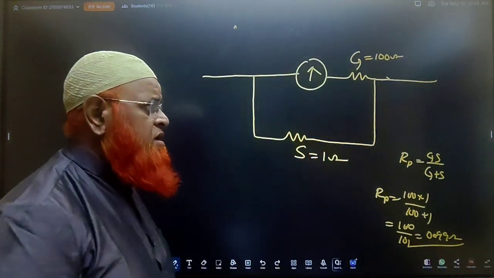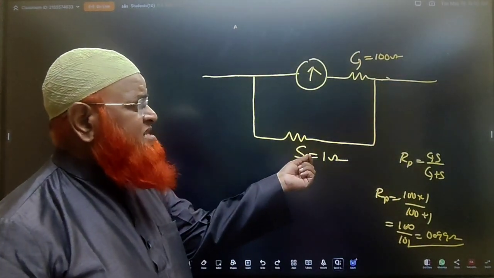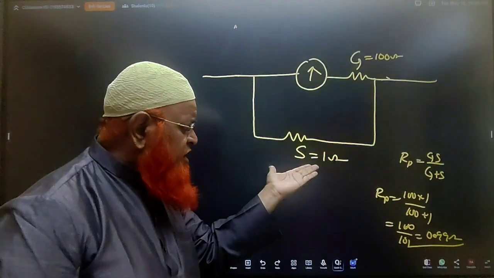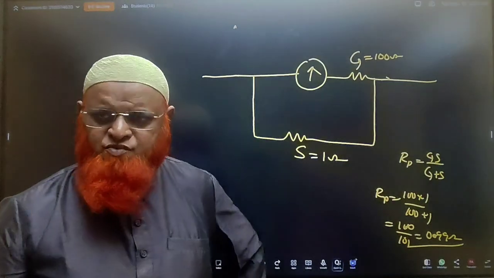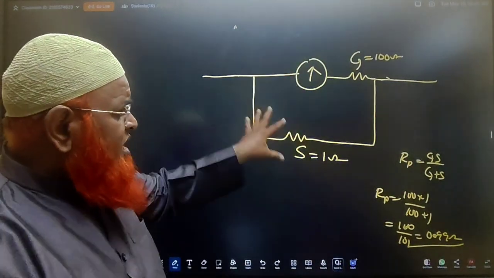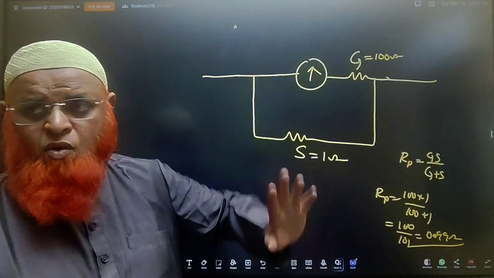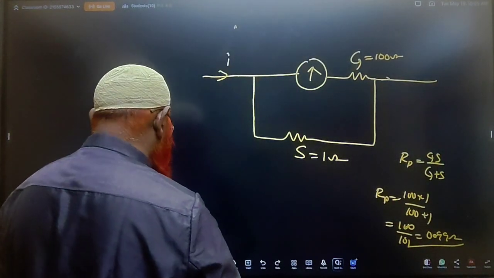See how we are doing. We are shunting it by adding a very small resistance of 1 ohm. When you connect just 1 ohm, 100 ohms has been reduced to 0.9 ohms. That is called shunting. So now the total resistance in the circuit is less than 1 ohm. First of all, try to understand that.